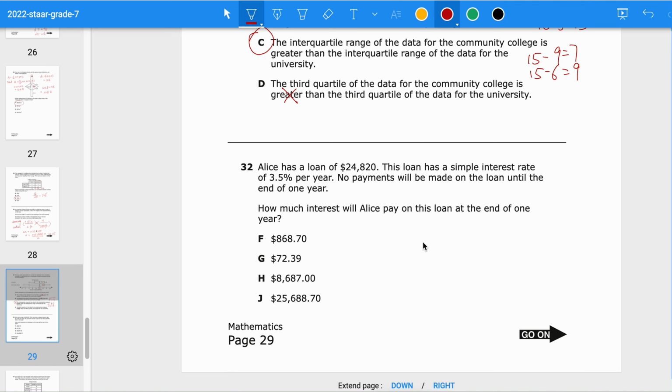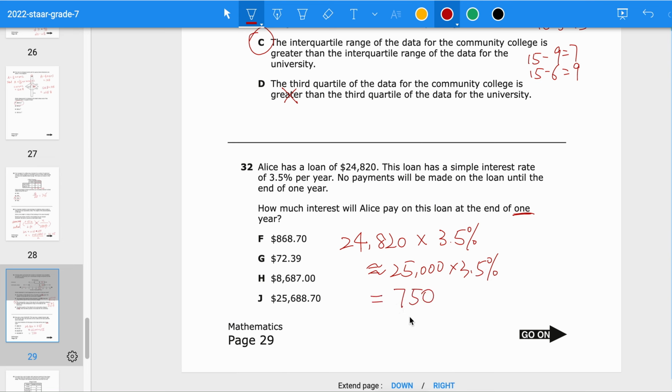32. The interest rate is 3.5% per year. At the end of 1 year, she only needs to pay one interest payment so far. So 24,820 multiplied by 3.5%. You can calculate that, or you can estimate by calculating around 25,000 multiplied by 3.5%. You can get around 750.